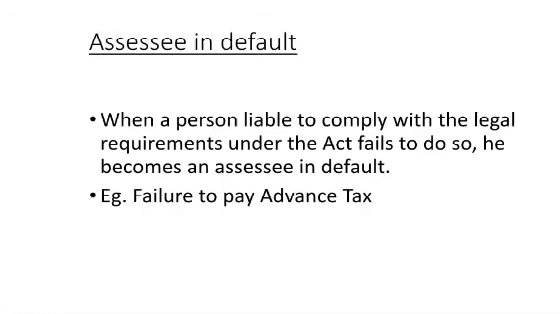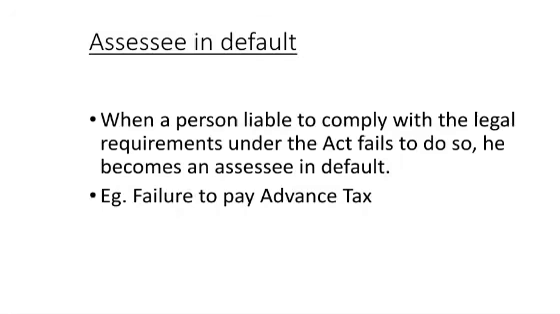Next term is assessee in default. When a person liable to comply with the legal requirements under the Act fails to do so, he becomes an assessee in default. That is, when a person fails to fulfill the legal requirements in connection with income tax matters, he becomes an assessee in default, or an assessee in default is a person who has failed to fulfill the statutory obligations under the Income Tax Act.